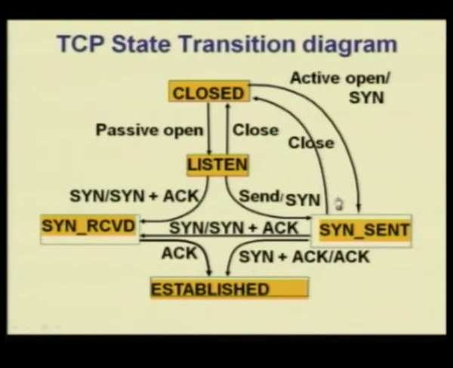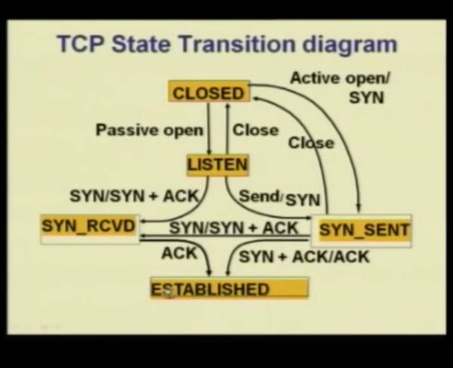Now, in any of these states, if a close signal is given by the application, it will take it from the listen state or the SYN sent state back to the closed state. This is how the connection establishment process is done. Once the connection is established, then you have flow control, congestion control and various things that are happening within this established state. We will take a look at those details later, but now let us look at how the connection closing takes place.